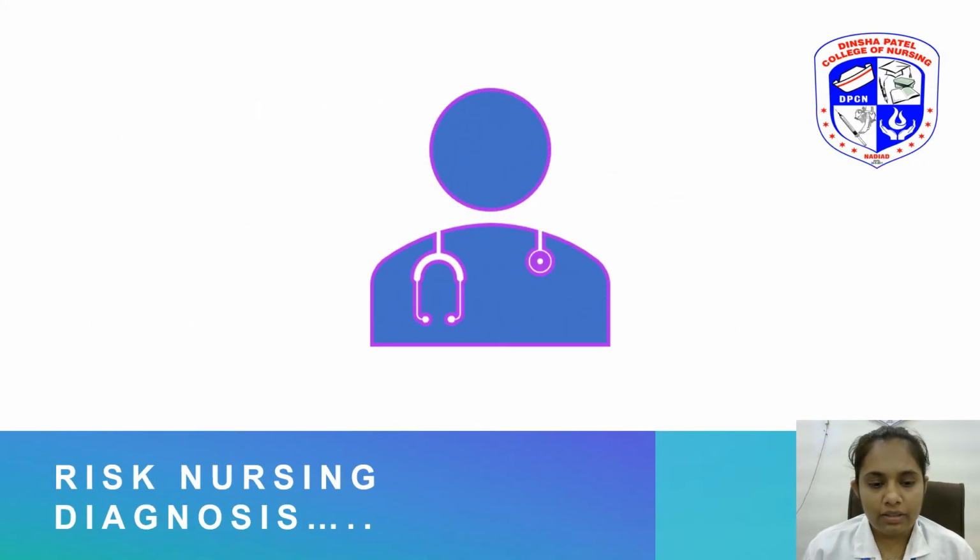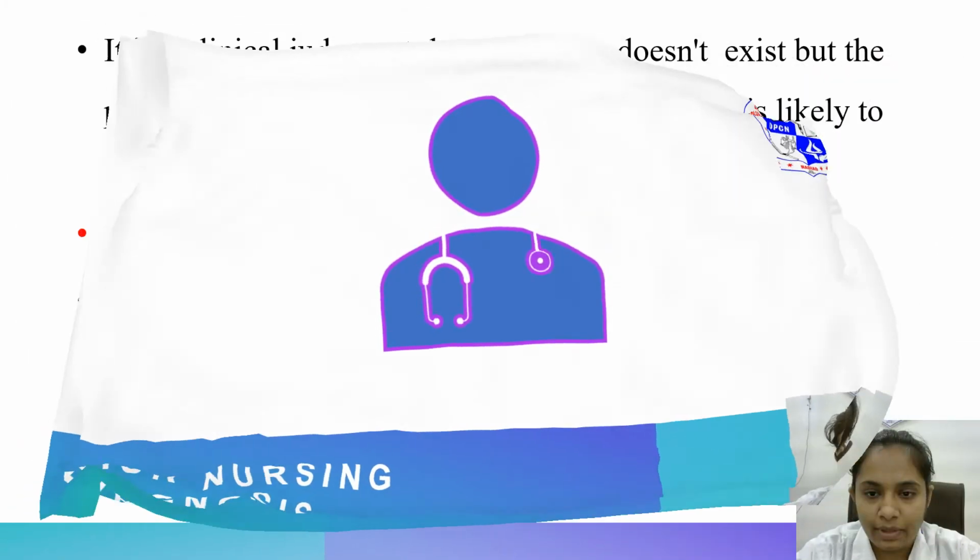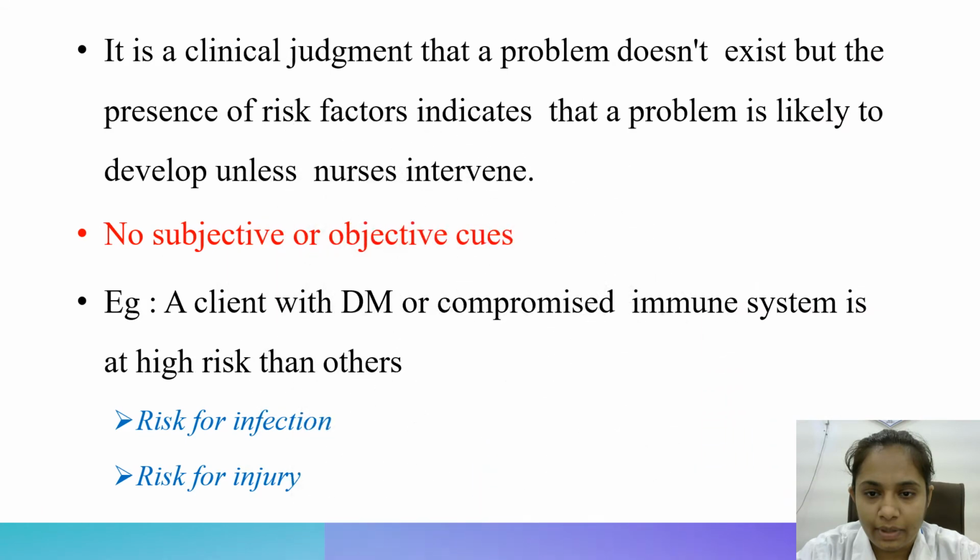The second one is the risk nursing diagnosis, which is a clinical judgment that a problem doesn't exist, but the presence of risk factors indicates that the problem is likely to develop unless nurses intervene. It means the patient is already suffering from some disease condition, but has a risk of other conditions because of low immunity. In that case you write down the risk factors.